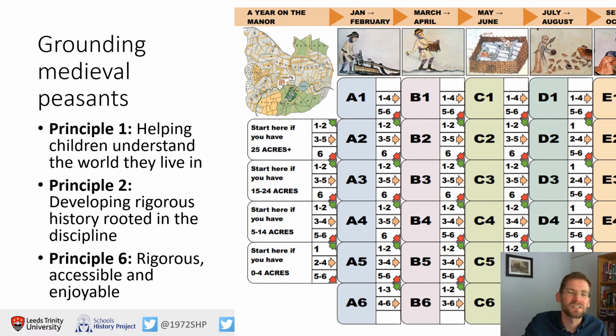especially when, of course, it's done not just as a standalone game, but in a bigger inquiry about what mattered to peasants in the 14th century or some of those other questions we looked at.